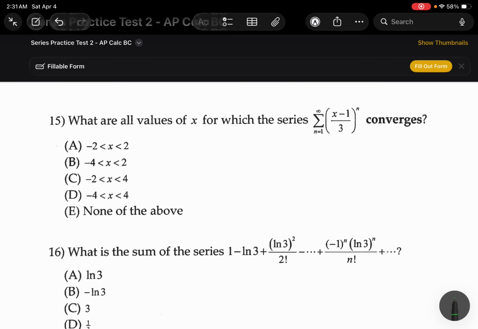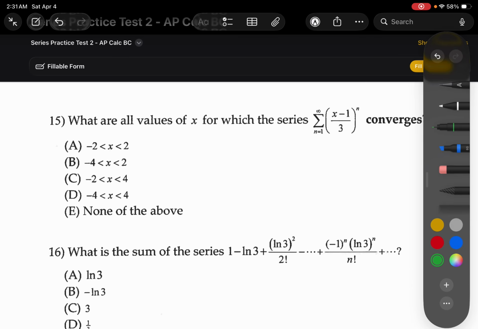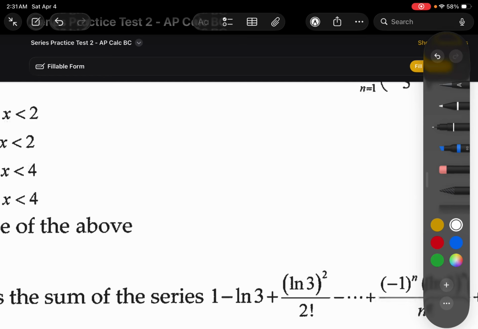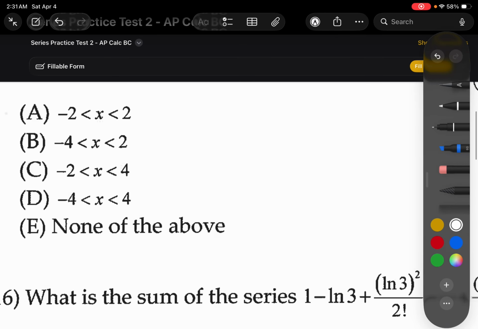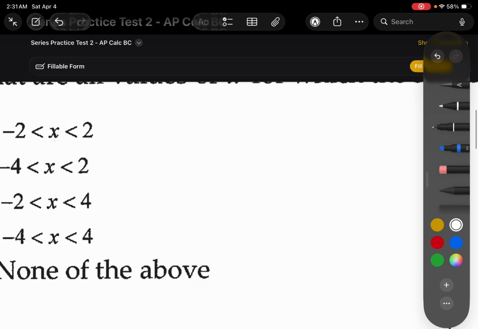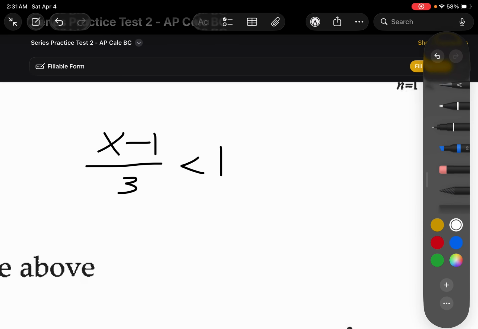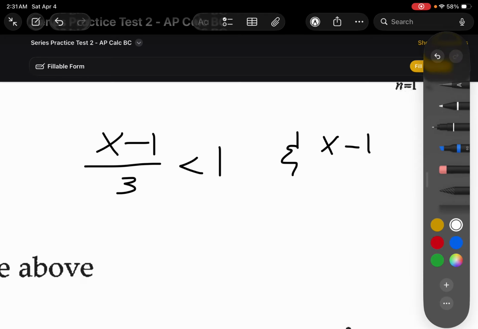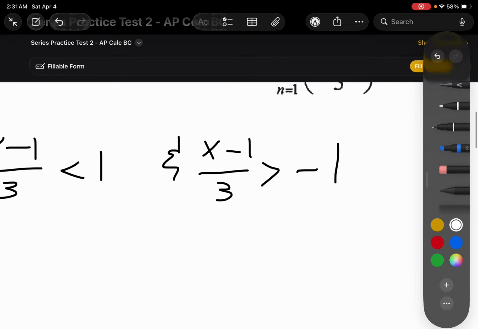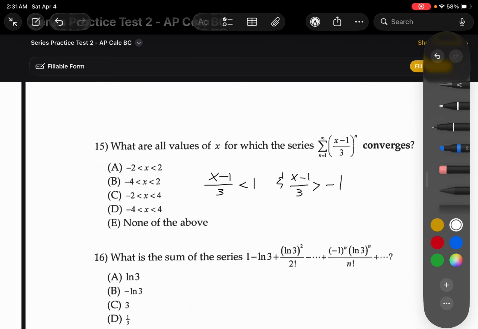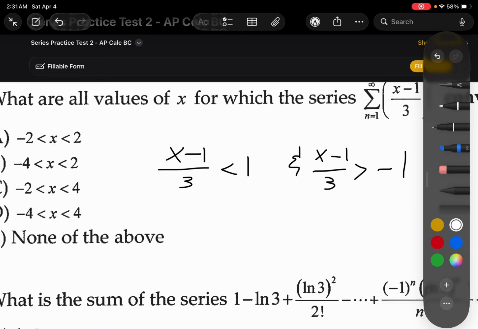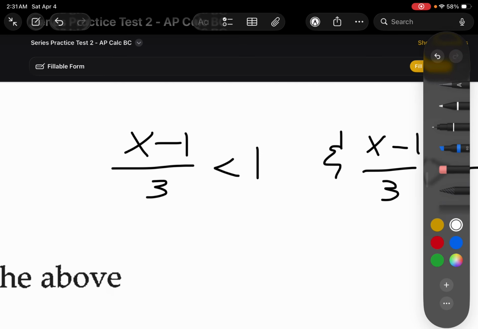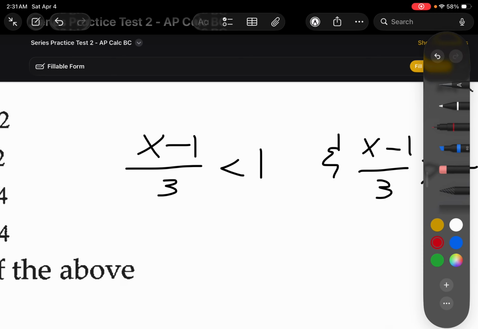Number 15 is, what are all values of x for which this converges? So it's going to be x minus 1 over 3 is less than 1, and the opposite of that, x minus 1 over 3 is greater than negative 1. This is similar to solving for the radius of convergence after solving for the ratio test. So that's where I got the less than 1 and greater than negative 1 from. And that is also a geometric series property. So let's solve for this individually.